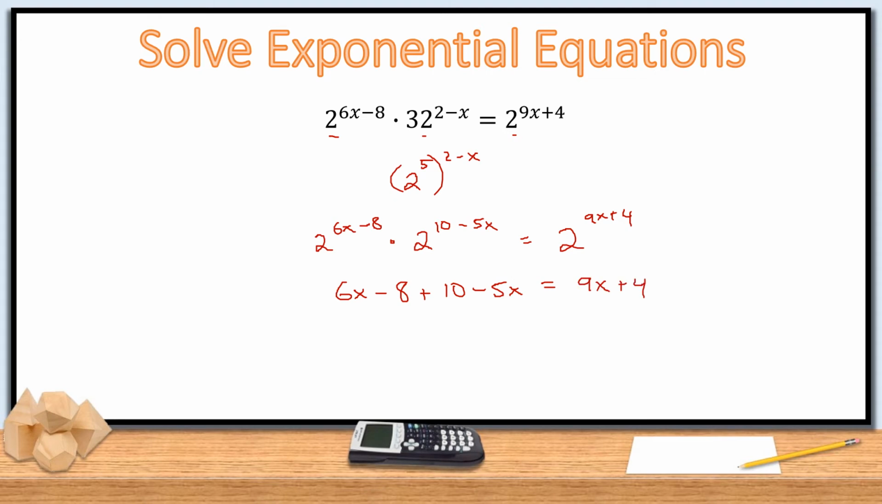So when I add those exponents together, it should equal the other side, and then we solve for x. All right, so 6x minus 5x is 1x. Minus 8 plus 10 is 2. And it's equal to 9x plus 4. Subtract that, so I got 8x minus 2. So minus a quarter is equal to x.